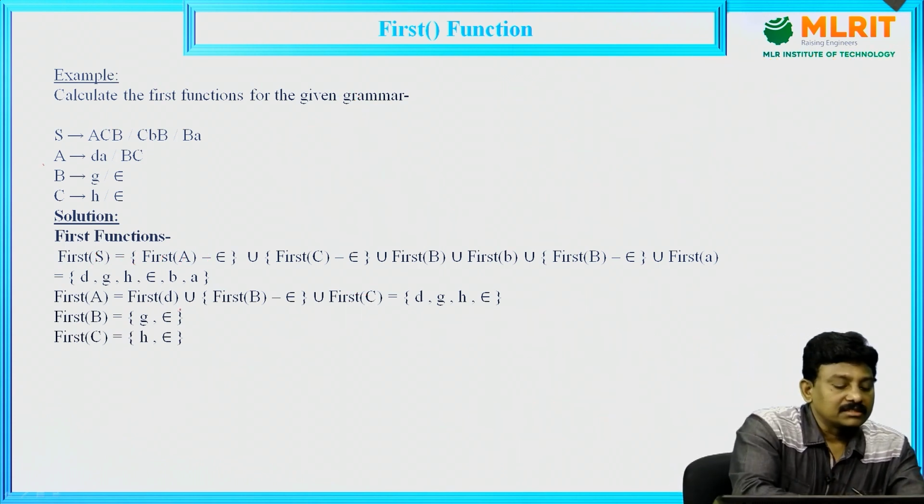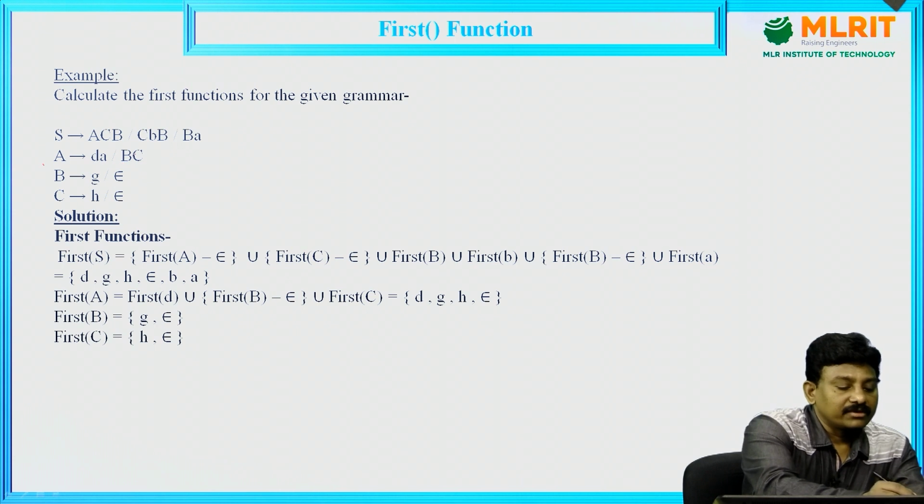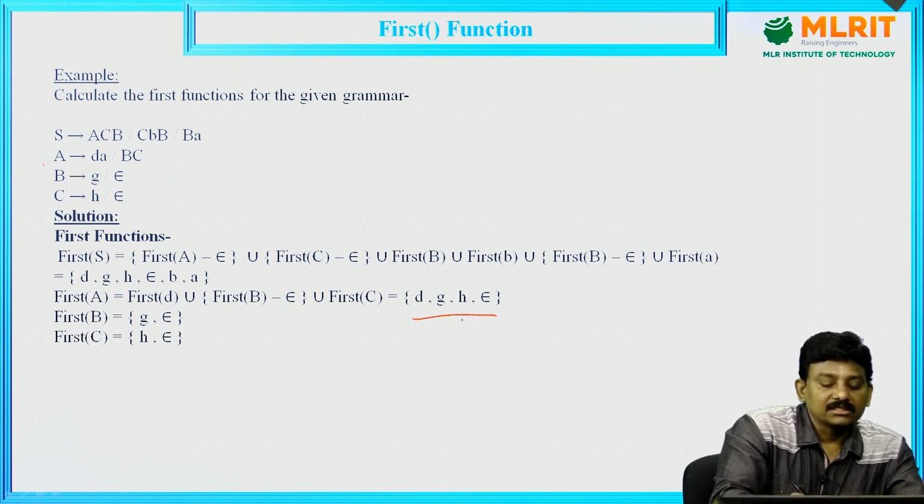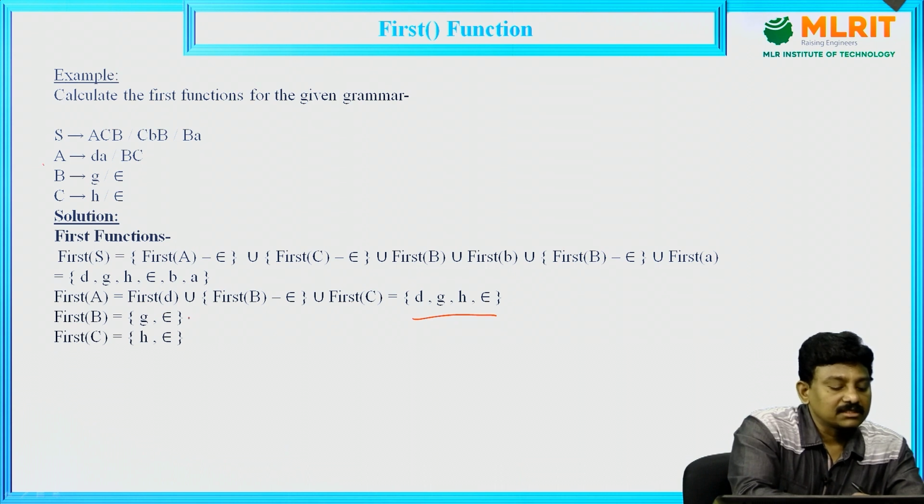First of A is D, union first of B minus epsilon, because first of B derives epsilon, so take the union with first of C. First of C is {H, epsilon}. So D, G, H, epsilon. First of B is {G, epsilon}. First of C is {H, epsilon}.